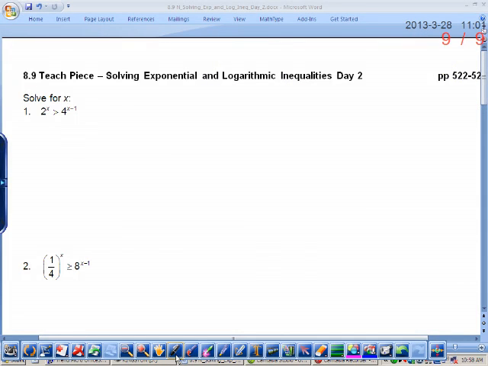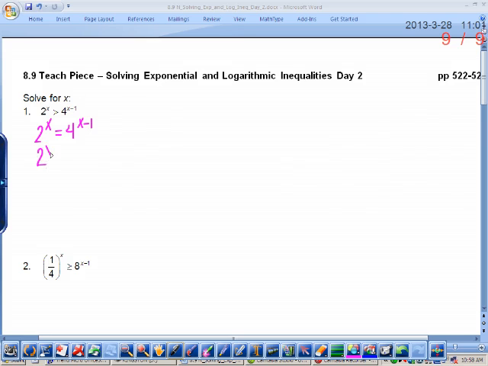All right, let's go ahead and look at number 1. 2 to the x is greater than 4 to the x minus 1. So my first step is to rewrite this as an equation. So 2 to the x equals 4 to the x minus 1. You want to solve it. We've got a variable in the exponent, so what do we always try to do? Get the same base. Are we able to get the same base here? Yes. If we weren't, we'd have to use our calculator strategies that we talked about a couple days ago. But in this case, we are able to get the same base.